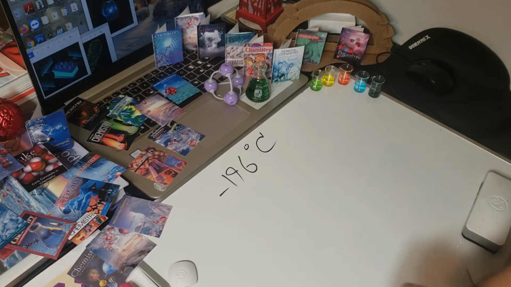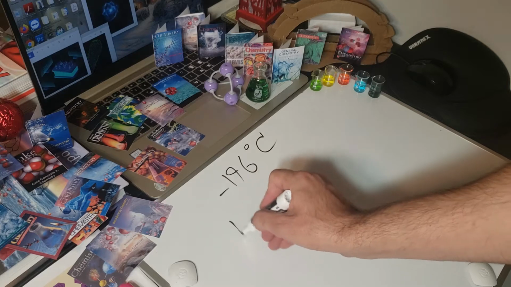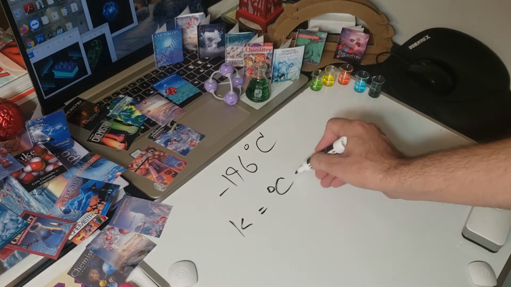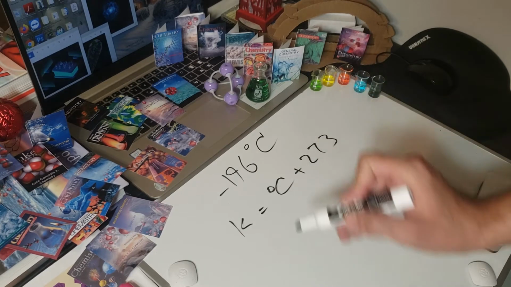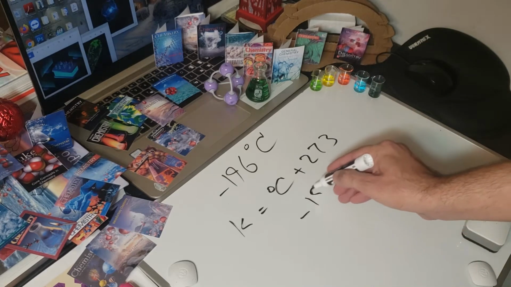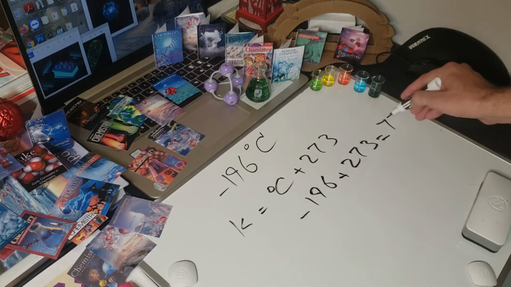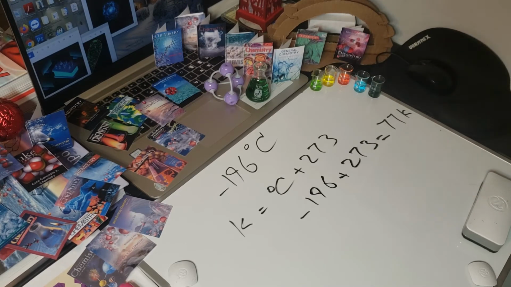So let's convert this to Kelvin to see how Kelvin works. Kelvin is whatever centigrade you have plus 273. So we do this plus 273, and it gives me 77 Kelvin. Again, there's no degree Kelvin here.